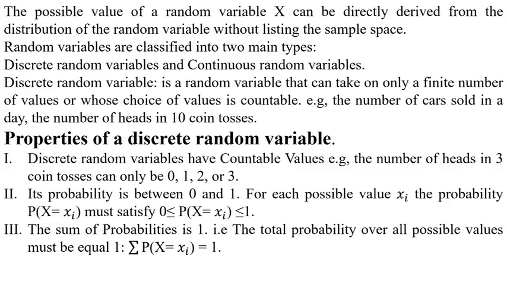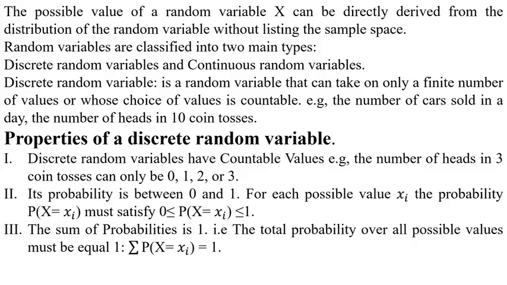Random variables are classified into 2 main types: the discrete random variables and the continuous random variables. What is a discrete random variable? A discrete random variable is a random variable that can take on only a finite number of values, or whose choice of values is countable. Any random variable whose choice of values is countable is called a discrete random variable. E.g., the number of cars sold in a day, we can count it. We can count the choice of value.